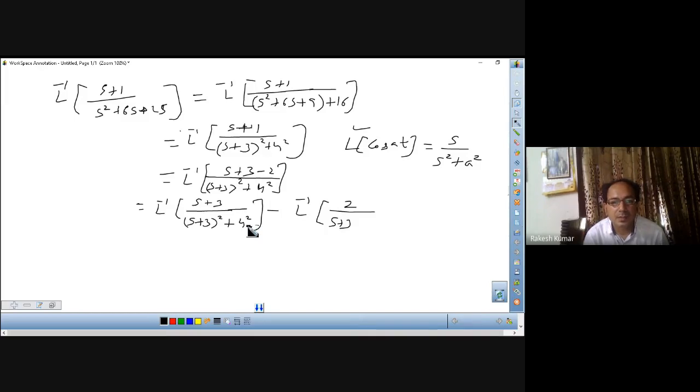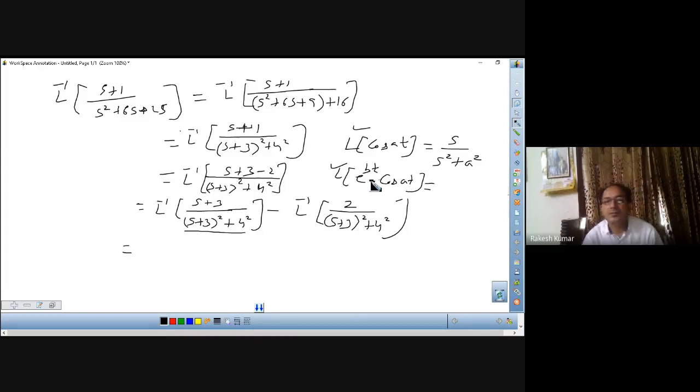In the denominator we have (s plus 3) square plus 4 square. So now we can apply the formula here. If you compare this denominator term with this one, what does it mean? If we multiply Laplace of e raised to power bt cos of at, then we can find out another formula by using the first shifting theorem.